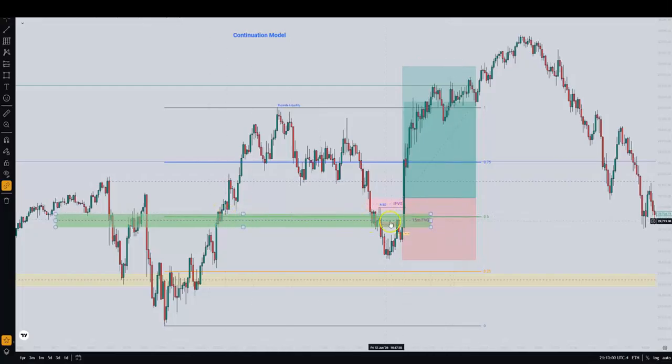Equilibrium lines up perfectly with this 15-minute fair value gap. Now what do I look for? We see price run down, have a small retrace into this 1 minute bearish fair value gap, run lower, and then I'm looking to see where is my market structure shift.